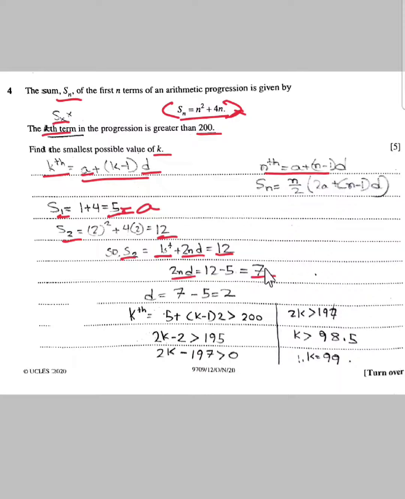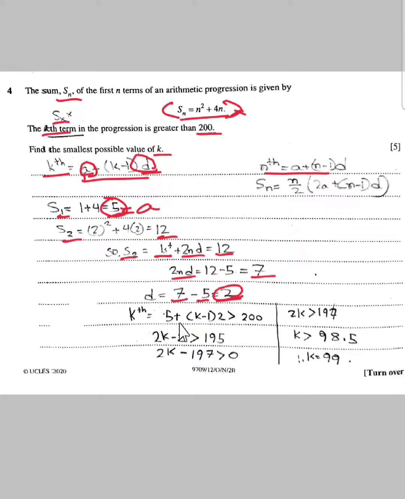Since we know the second term and the first term, the common difference would be the second term, that is 7, minus the first term, that is 5. So the value of d comes to 2. Since we know the value of d, that is 2, and the value of a, that is 5, the kth term would be a plus (k minus 1)d, where we know the value of a and d.